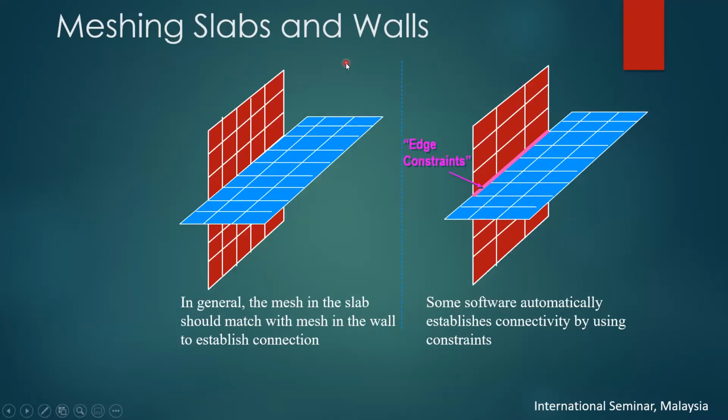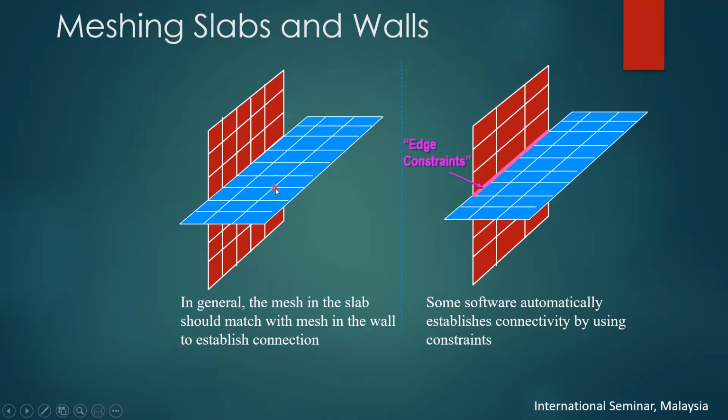So now meshing, this is in the finite element. In general, the mesh in the slab should match the mesh in the wall to establish connection. This is connection. So usually this is a finite element analysis. Each node has 6 degrees of freedom: x, y, z in translation, and rotation Rx, Ry, Rz in rotation. So we have 6 degrees of freedom.